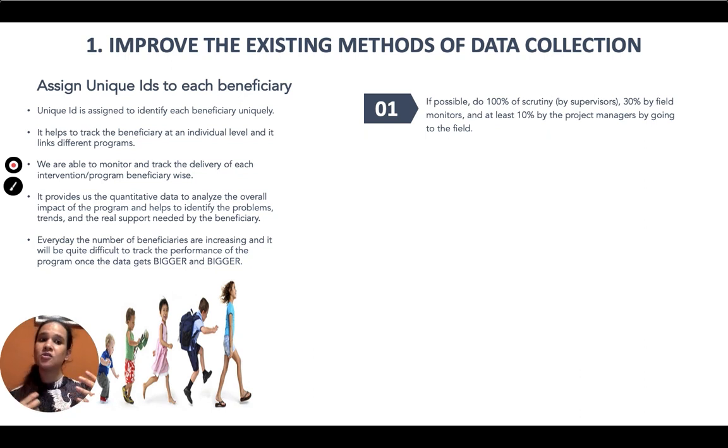Also, good practice is to have 30% of the checks randomly done by field monitors, and at least 10% by the project managers who go into the field. But they should be going and checking how data is being collected, how researchers or enumerators are talking to participants. So it's important to not just check the forms that are being filled, but also how interviews or surveys are being undertaken.